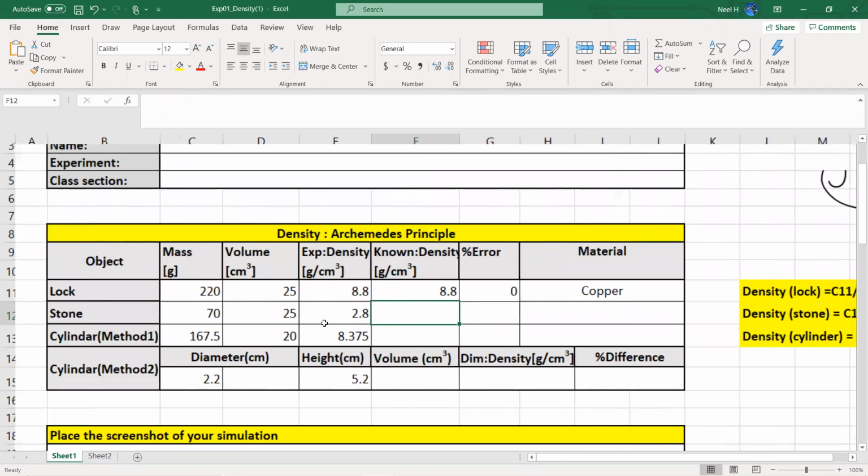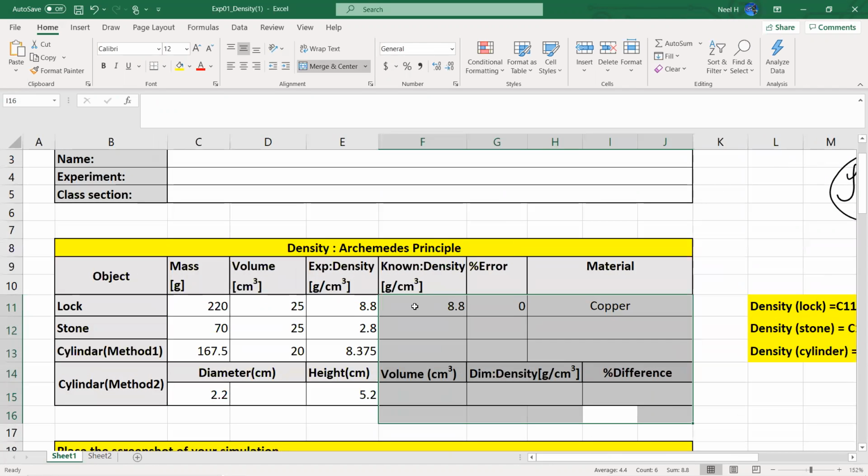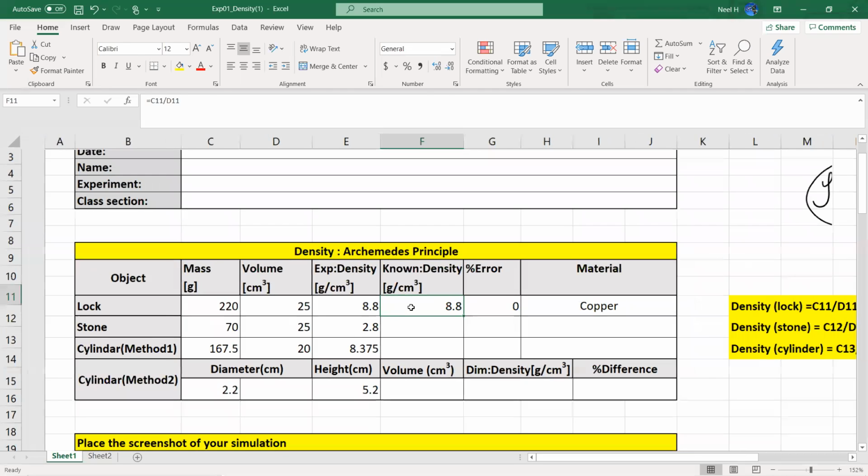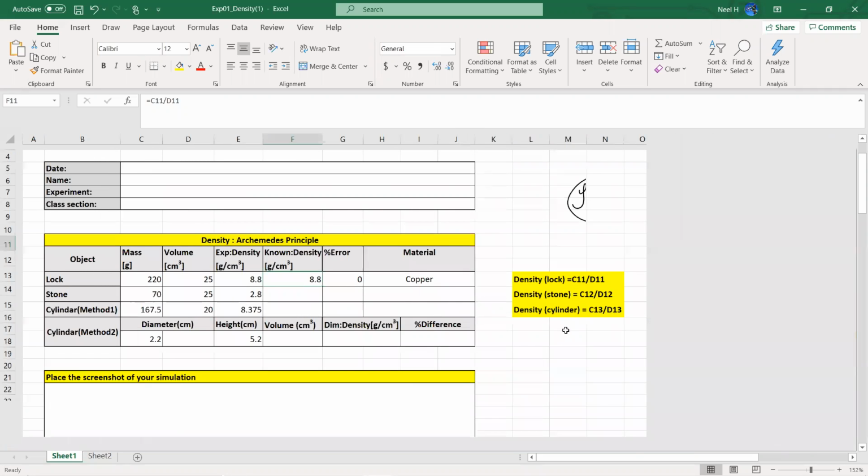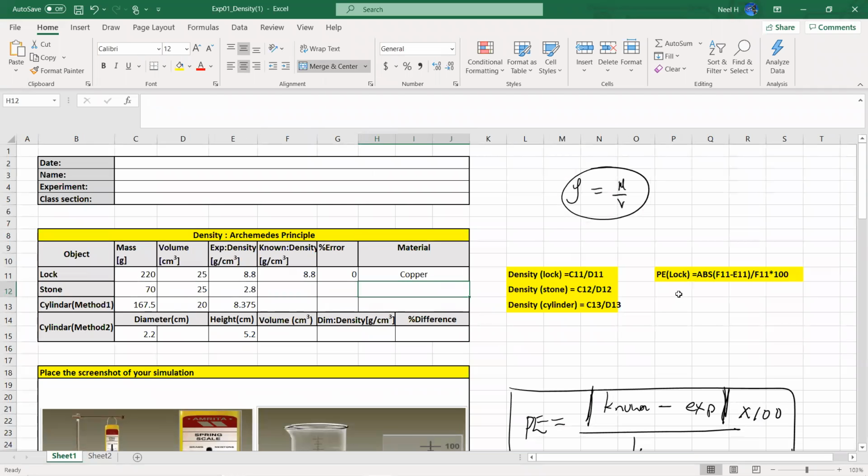Question. If you can't do that, the only other option is to use a calculator, do the calculation, and put the numbers here. But that is not the purpose of using Excel. That may be the only other option if you can't figure that out at all. Any question?